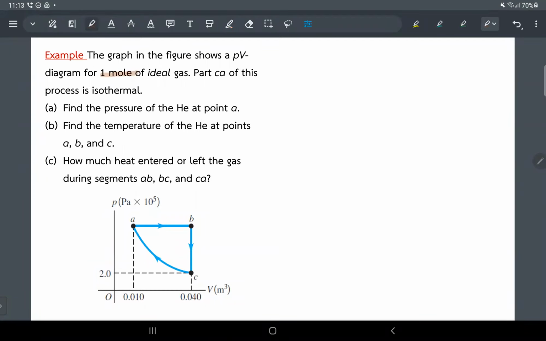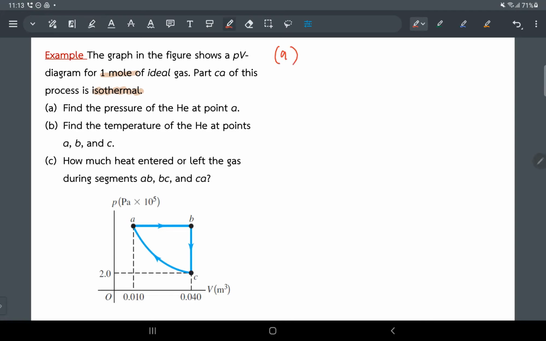Now part C and D, it says it's isothermal. That's good. Okay. Part A, find the pressure of this helium at point A. Of course, we treat helium to be an ideal gas. We don't know how to treat things other than ideal anyway. So, all right. You guys, part A. Go for it, guys. Part A.